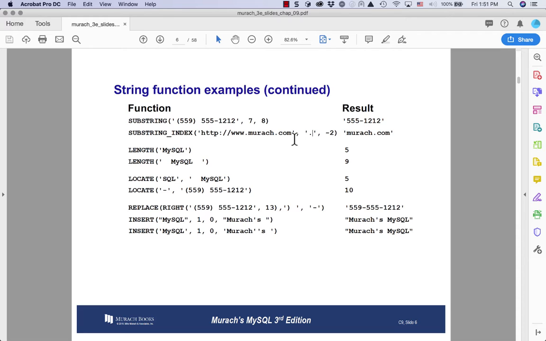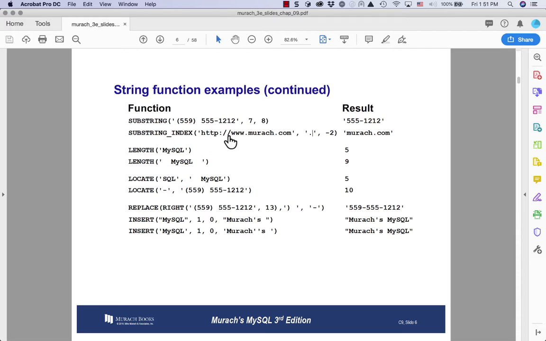So let's say MOC period, that's 1, HCARUM period, oh, that's 2. Okay, so that becomes the dividing line. So you get everything after it. So you get the right side of that, Murach.com. Now, if that were a positive 2, it would work the other way.